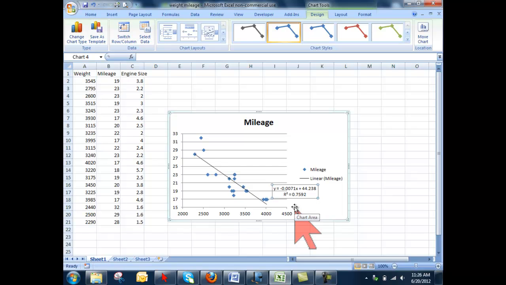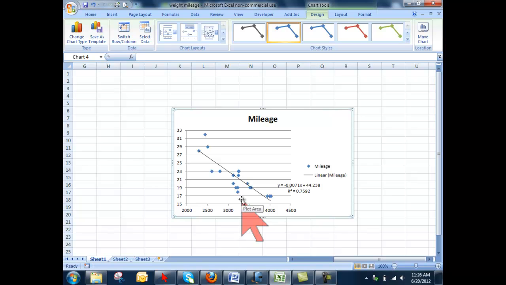It reads y equals negative 0.0071x plus 44.238. X values are weights, y values are mileages, and this is the equation of the line that Excel drew. The R from before was about negative 0.81, and so sometimes you use what's called R², which just is to take that number and square it, and you get about 0.76 here. So that's how you can find the regression equation.